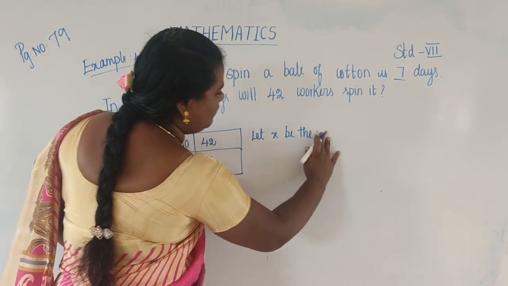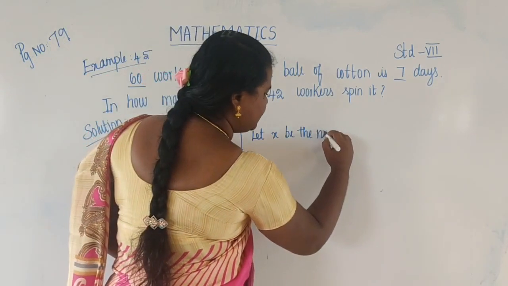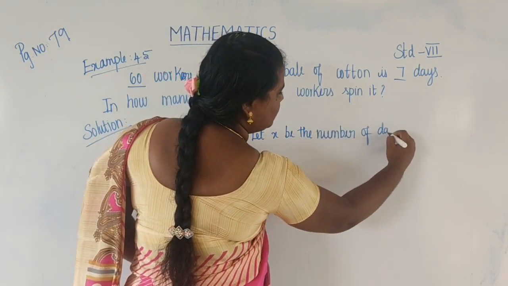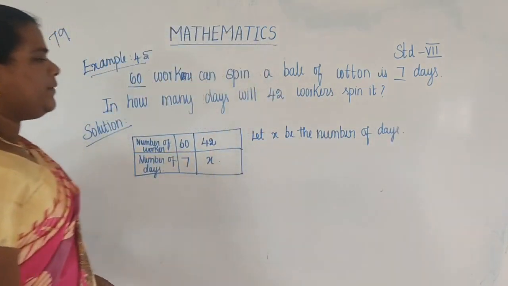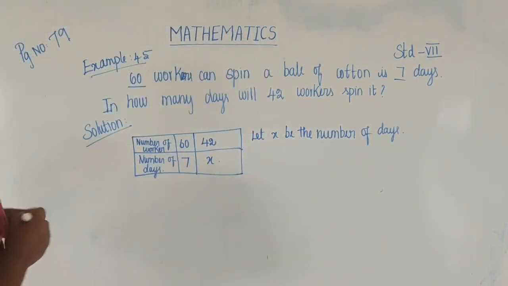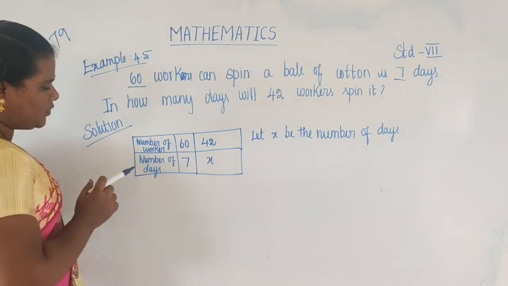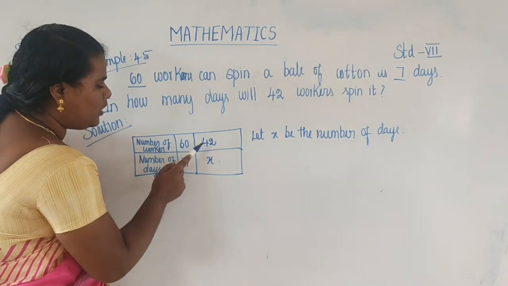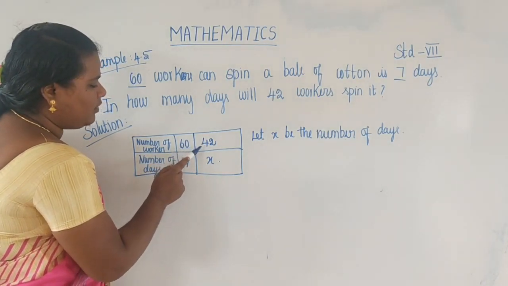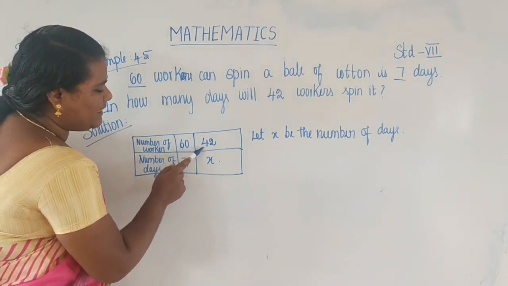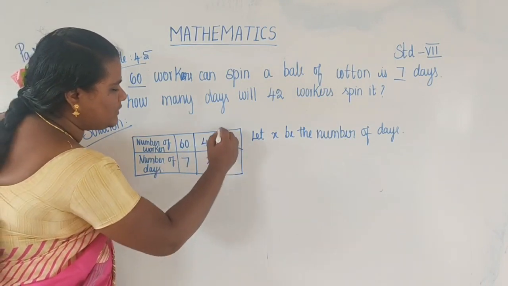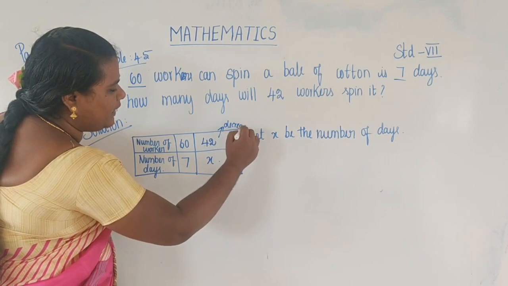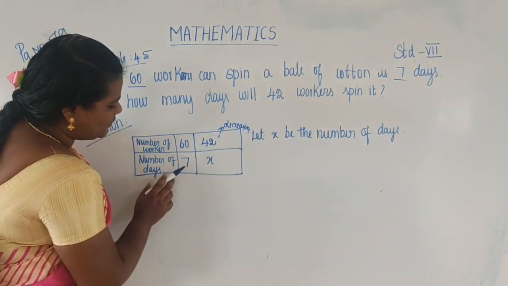Let x be the number of days. Students, look at the board. This one is 60 and this one is 42. So 60 is more than 42, so this row is decreasing. The first row is decreasing, and in the second row this one is 7.